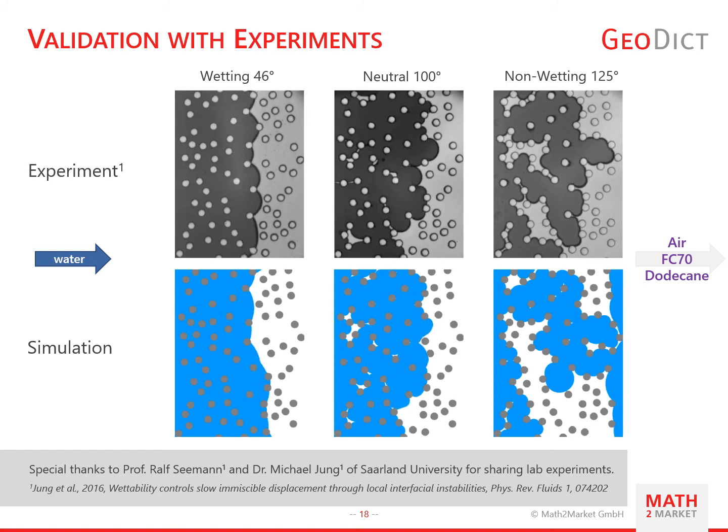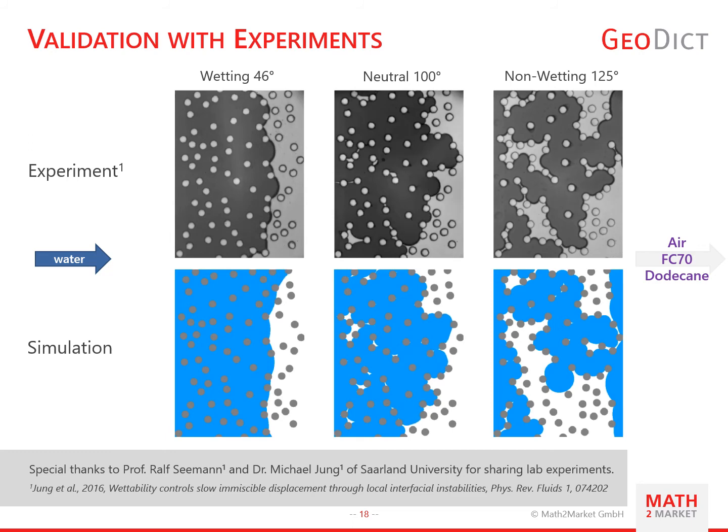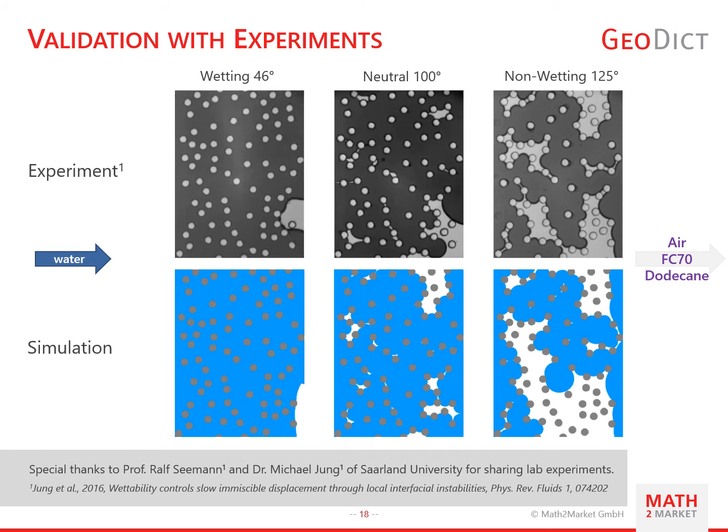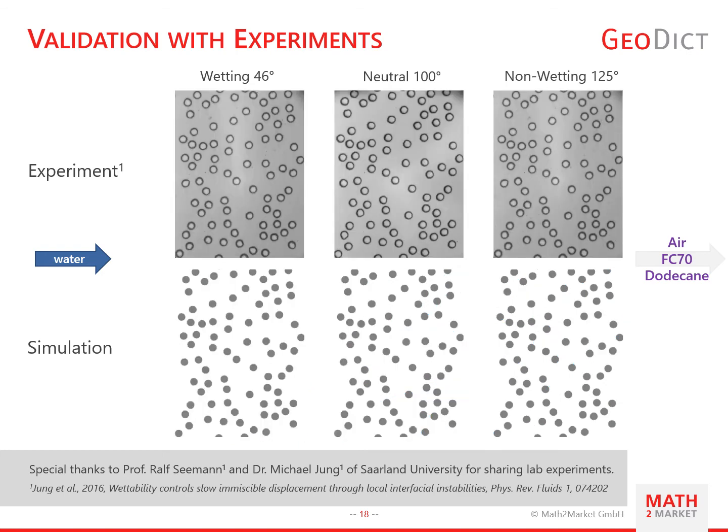The differences of the trapped FC70 in the neutral system are visible, and this can be attributed to the high sensitivity of neutral systems, so that minor differences in the contact angle may result in different pore filling events. In the non-wetting case on the right-hand side, you can see that the residual dodecane is almost in the exact same location compared to the experiment. But there's also a different pore filling event in the center at the beginning, but overall we got a pretty good match.